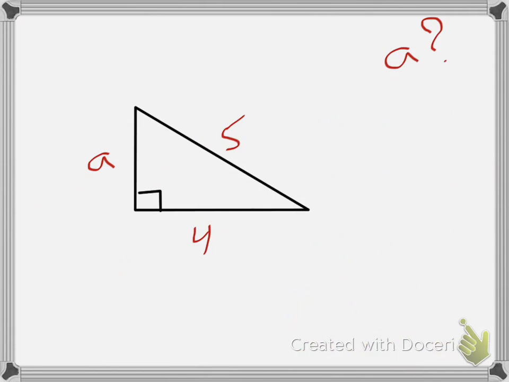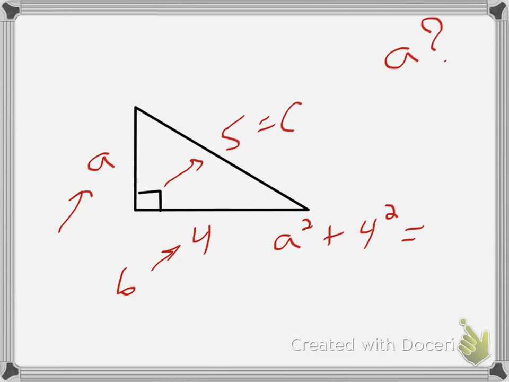Let's do another example. Here's another example. We're trying to find A. So let's try it out. Here's my A. Here's B. And here's C. So let's plug it in the formula. A squared, which we don't know, plus B squared, so 4 squared, equals C squared, or in this case 5 squared. A squared plus 16 equals 25.